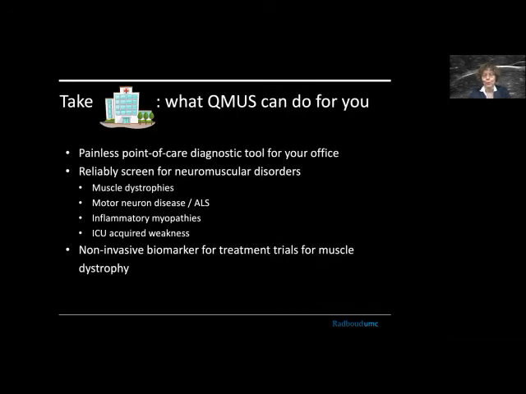So, your take-home messages, what this technique might do for you. Well, again, it's a painless point of care, and you can use it in your office. Many of these ultrasound machines are portable, so you can just take them with you to the patient. You can screen them on the ICU. They don't need to go into the scanner. They don't need to be relaxed or sedated. You could just do that with anyone.